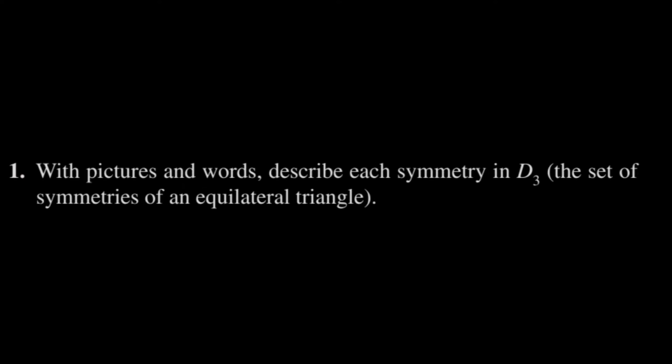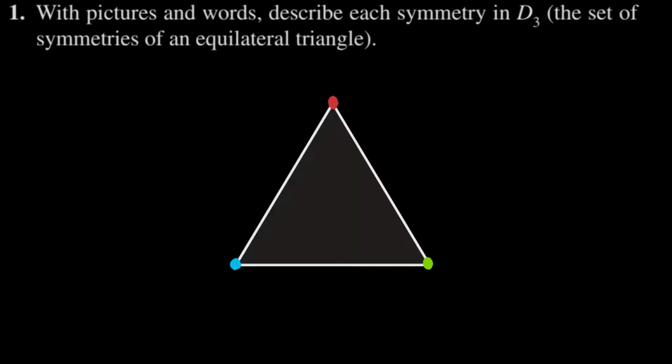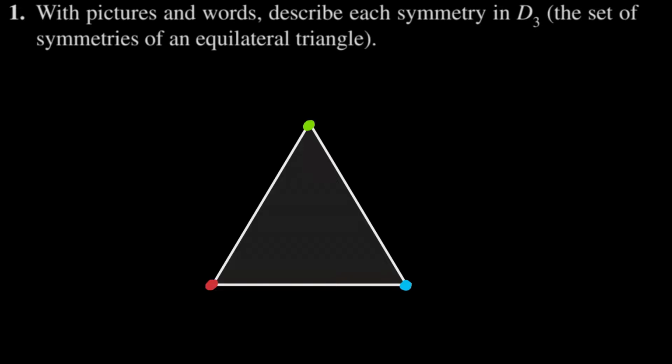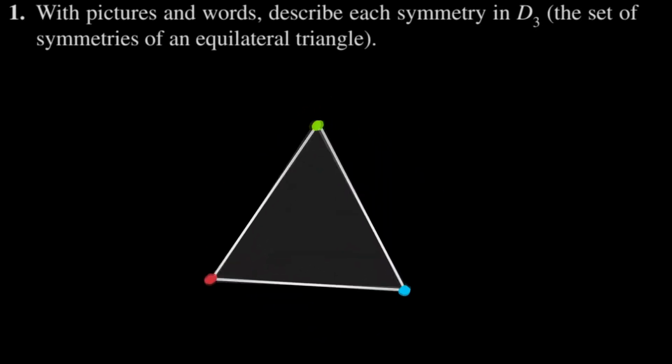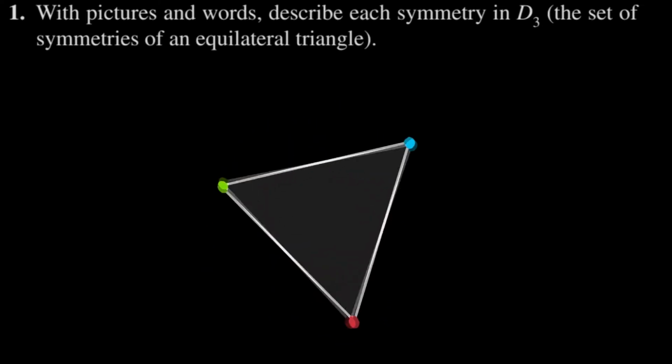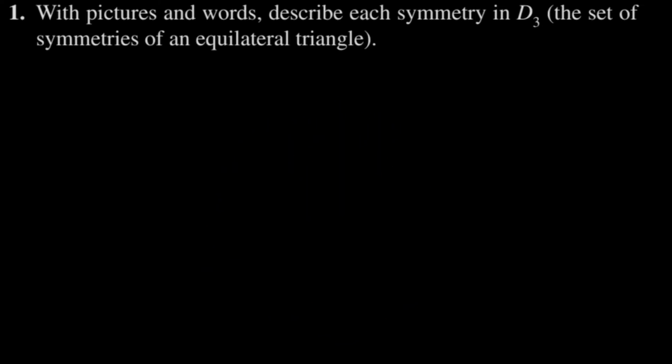Okay, first question. With pictures and words, describe each symmetry in D3, the set of symmetries of an equilateral triangle. So basically, the question is asking, what actions can we do to this triangle to end up with this same picture again? Here's an easy one. We can rotate the triangle by 120 degrees, and we'll end up with the same thing. Another thing we can do is rotate by 240 degrees.